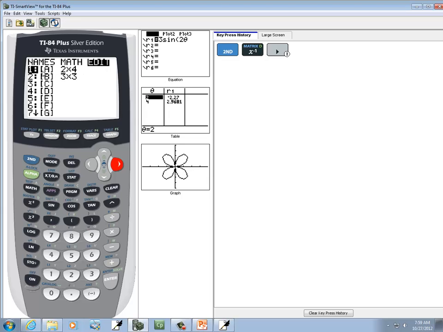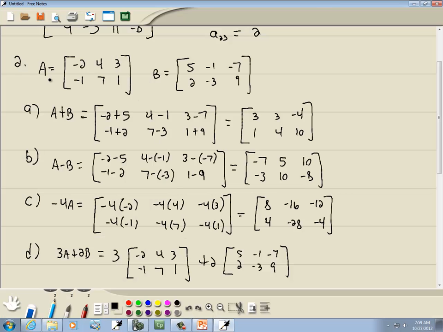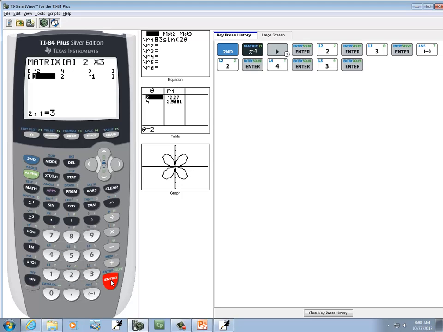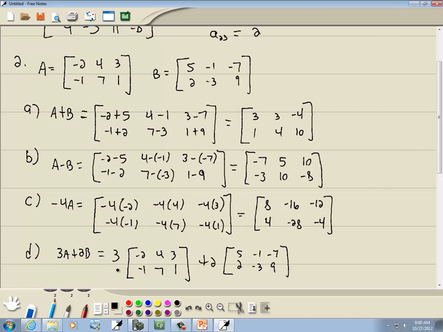And A, I'm going to put in A. See how A is highlighted now? So press enter on it. The size of our matrix is rows by columns, so this is 2 by 3. So put 2 in, enter, 3 in, enter. And we got negative 2, enter, 4, enter, 3, enter. Negative 1, enter, 7, enter, 1, enter. Double check my signs. And then exit out.